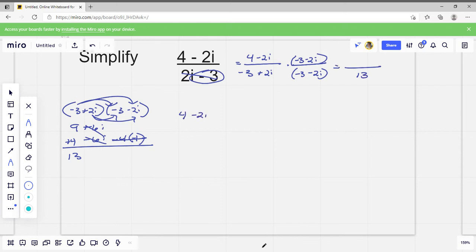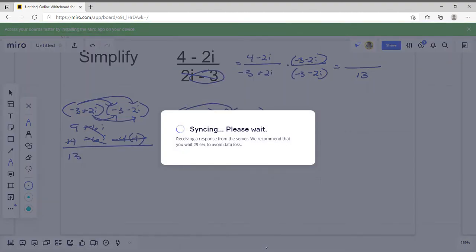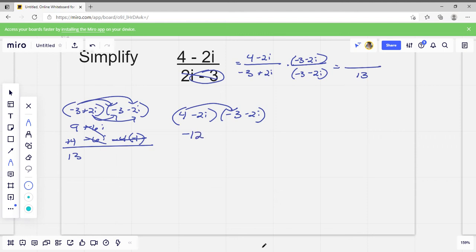4 minus 2i times negative 3 minus 2i. 3 times 4 would be negative 12. Oh, sorry about that. There we go. Okay, and then we're going to have 4 times 2 would be negative 8i. 2 times 3 would be 6, that would be positive 6i. And then 2 times 2 is 4, that would be positive 4 times i squared, which is negative 1. Alright, so that would be negative 4. We'll just put that over here.